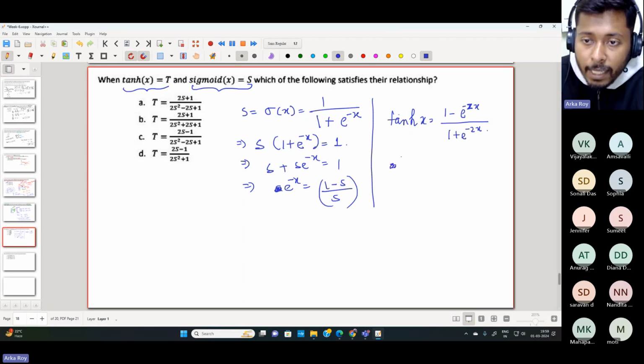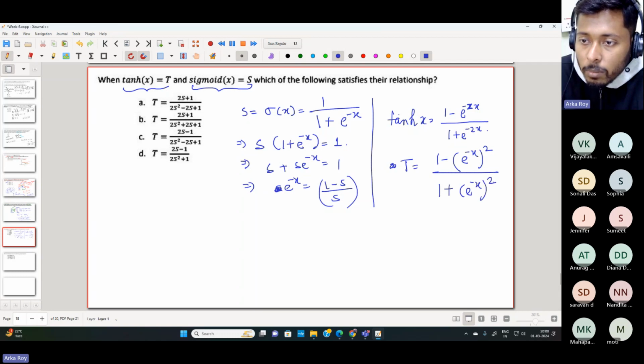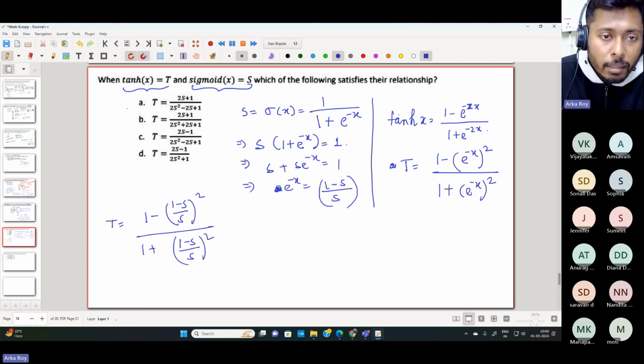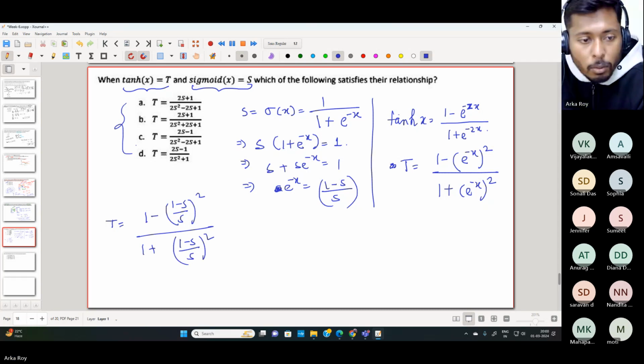So now tanh x is given as t, and the e to the power minus x representation we already have, so I can write e to the power minus 2x as e to the power minus x whole squared. Now you just put this over here: 1 minus (1 minus s by s) whole square divided by 1 plus (1 minus s by s) whole square. And then you just simplify it and you will get the final answer. I'm not doing the mathematical calculations, you can do it by yourself.